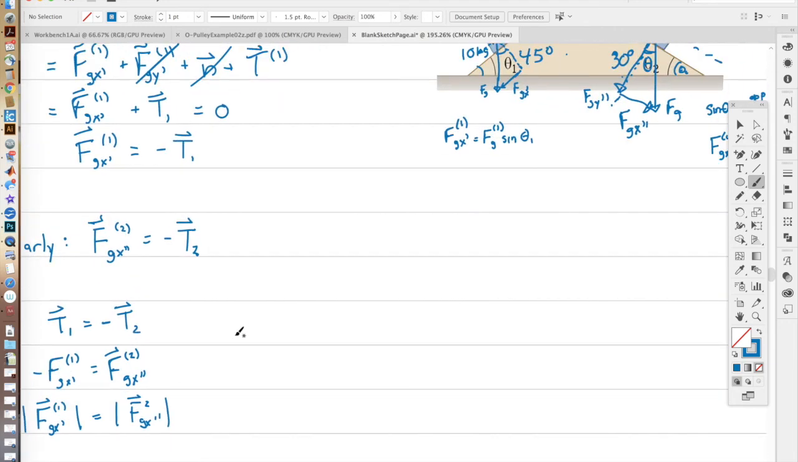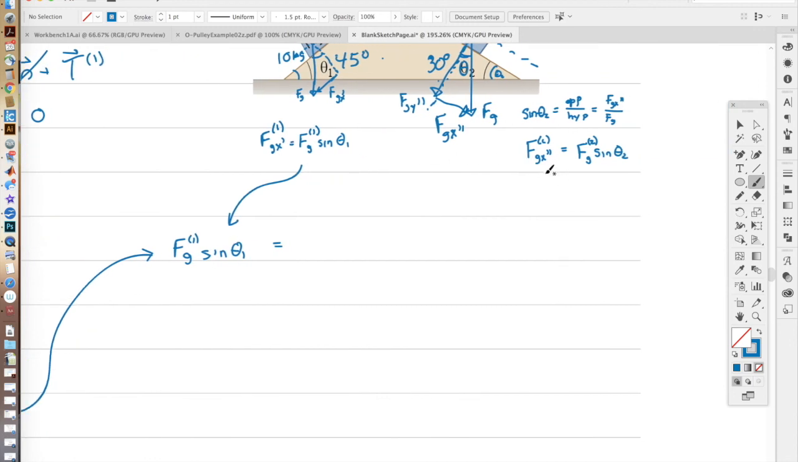All right, so the magnitudes were given up here, so let's take this from up here. We worked it out at the beginning, and we found that FGX prime was just FG1 sine theta 1, and that has to equal, if we look over a little bit more, what we had found for FGX double prime, which from that geometry was FG2 times the sine of theta 2.